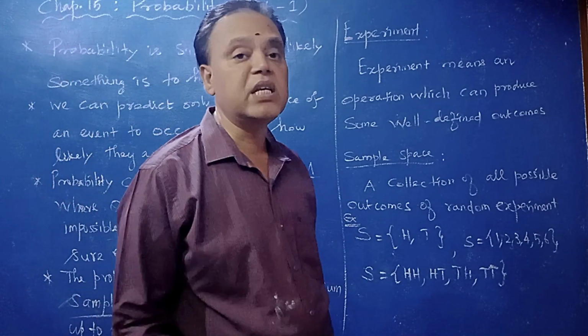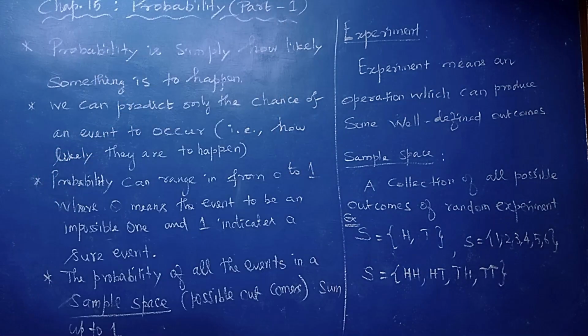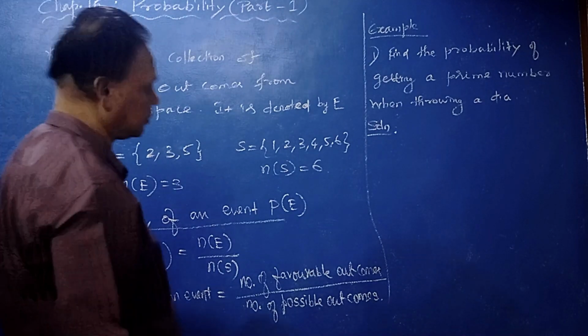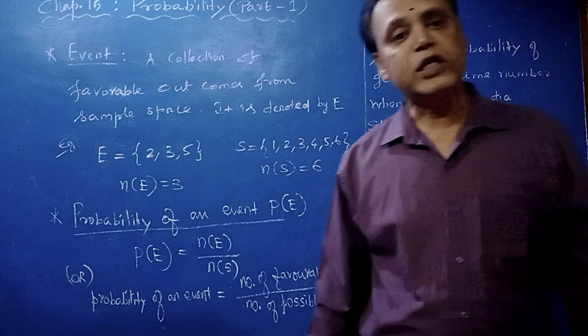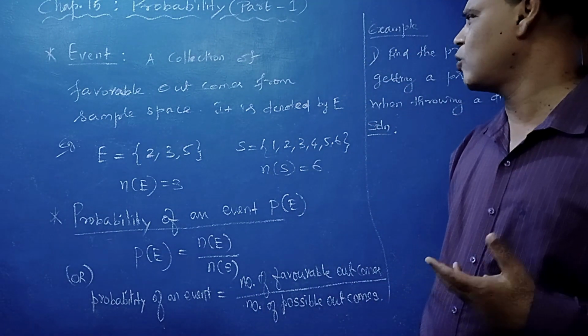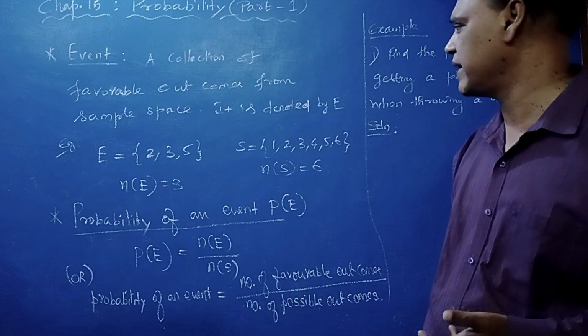Now we will see the event. Event means favorable outcomes. Okay, favorable outcomes. So next we will see event. An event is nothing but a collection of favorable outcomes from the sample space. It is denoted by capital E.